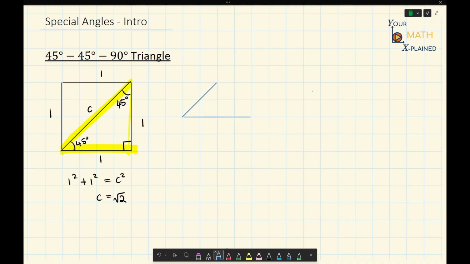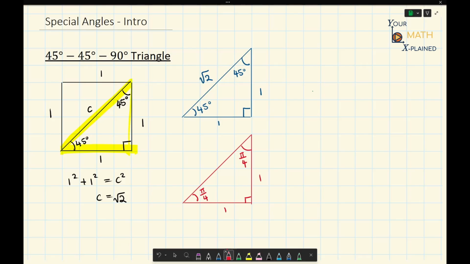And this time, I'm going to draw it twice. The first one is going to be in terms of degrees. So that means this will be 45 degrees, 45 degrees, and 90 degrees. And then the second one, I will be drawing it in terms of radians. So the triangle is the exact same shape, but we're going to label the angles in radians. So that means this one is going to be pi over 4, and the top one is also pi over 4. And we're going to label both of these triangles. So we would have 1, 1, root 2. And this one would have the same, 1, 1, root 2.